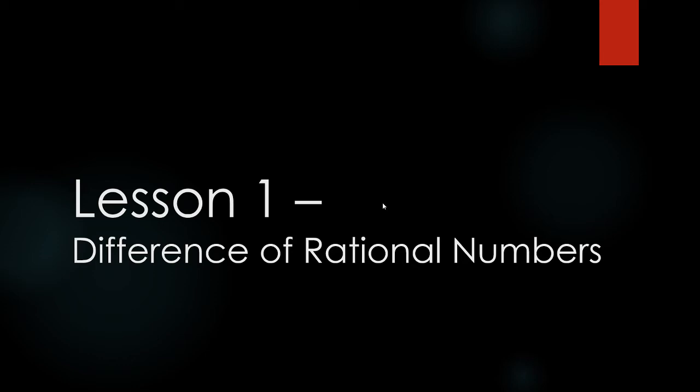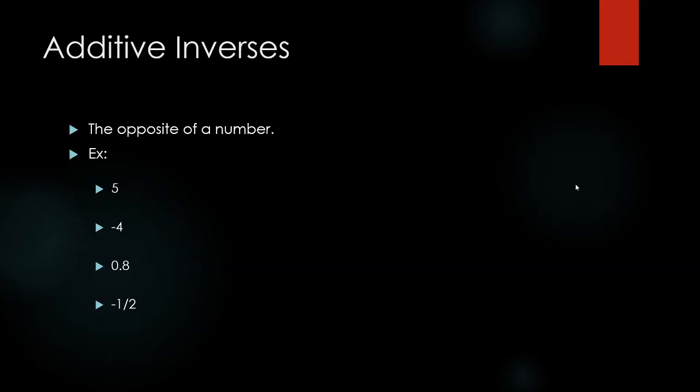Right, we have the lesson one video where I'm going to be going over the difference in rational numbers. The first thing I want to talk about is additive inverses. If you remember from the beginning of 7A, additive inverses are any two opposite numbers that when you add them together will give you 0.